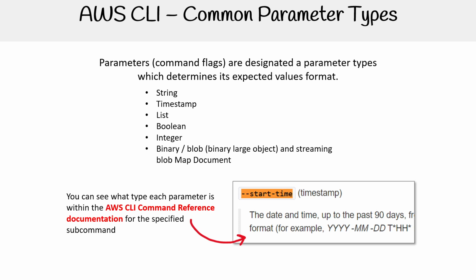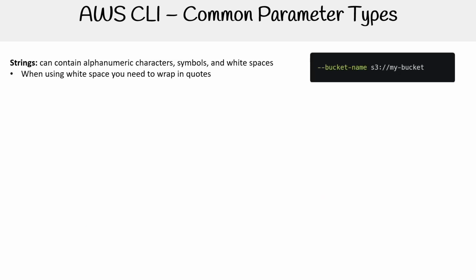Okay, so let's look at some very simple examples. Some of these are very obvious, like Boolean. We don't have to explain what that is, or integer. But let's just take a look at a few, like string, timestamp, and list. So for strings, they can contain alphanumeric characters, symbols, white spaces. When using white spaces, you need to wrap them in quotes.